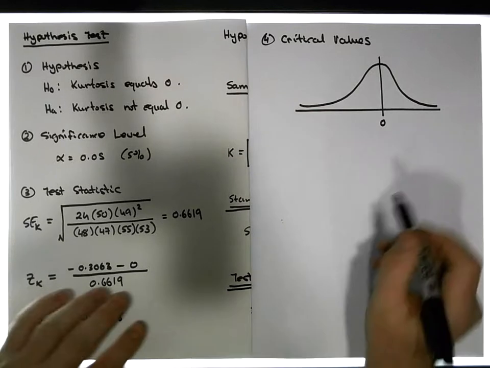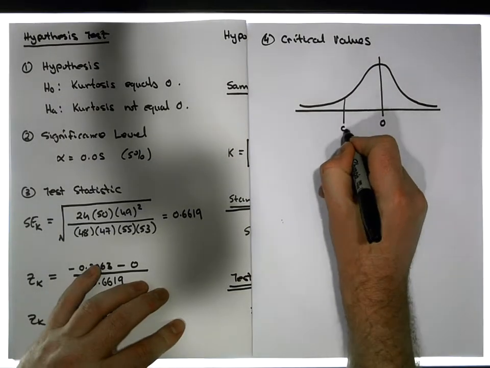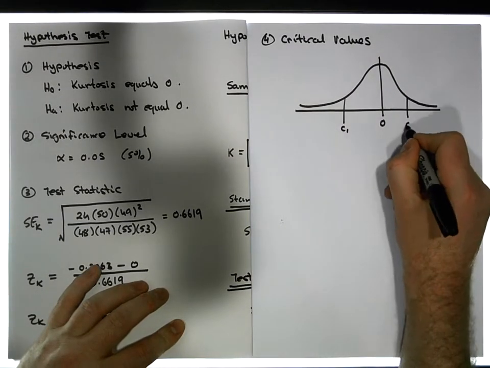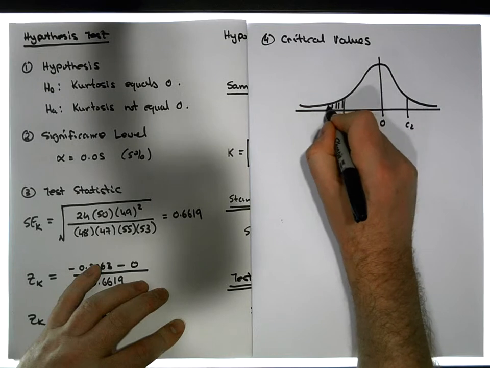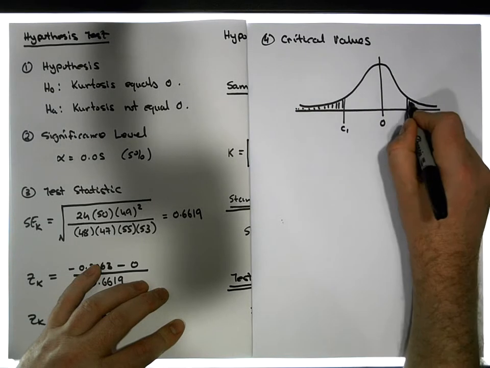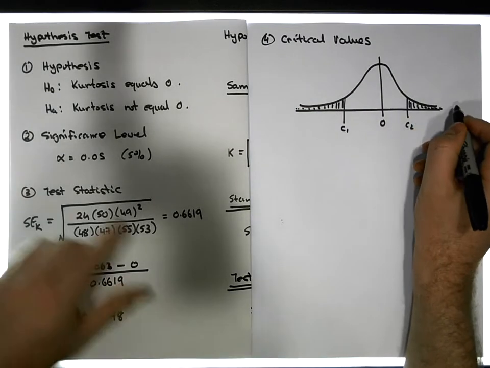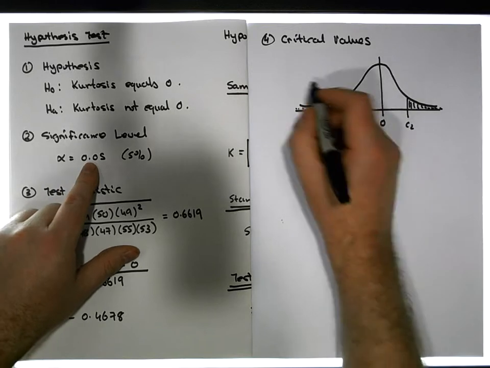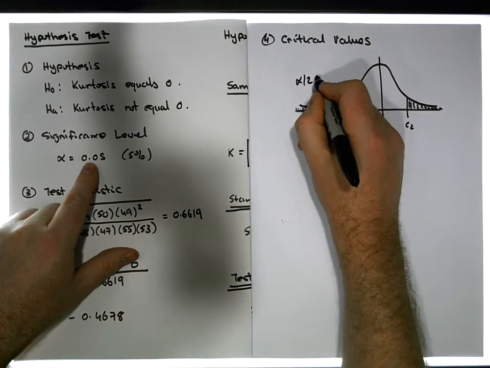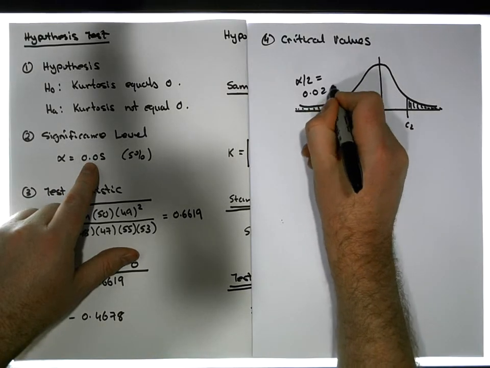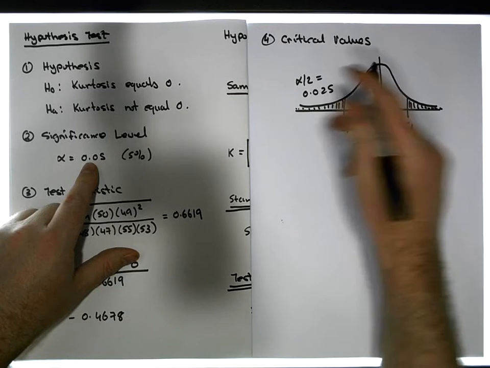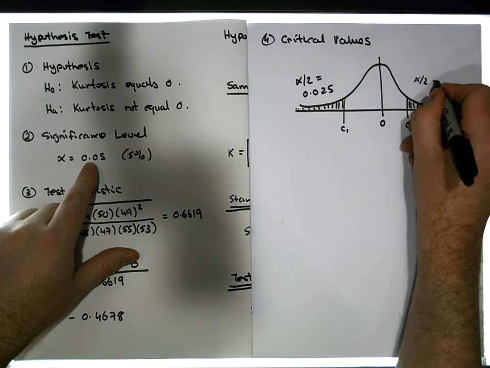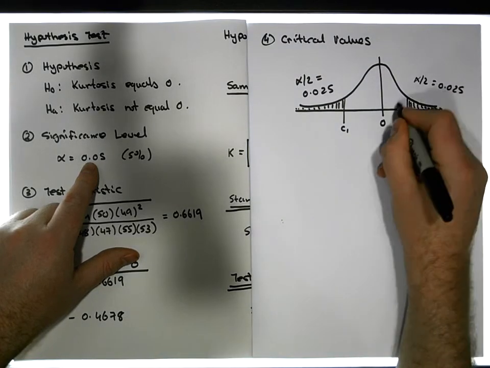So we're going to have to calculate our critical value C1 and our critical value C2, in which case both of these particular critical values have to have half of the significance, half of the 0.05. Alpha over 2, which is equal to 0.025, needs to be in the left hand tail, and alpha over 2, 0.025 of the area, needs to be in the right hand tail.